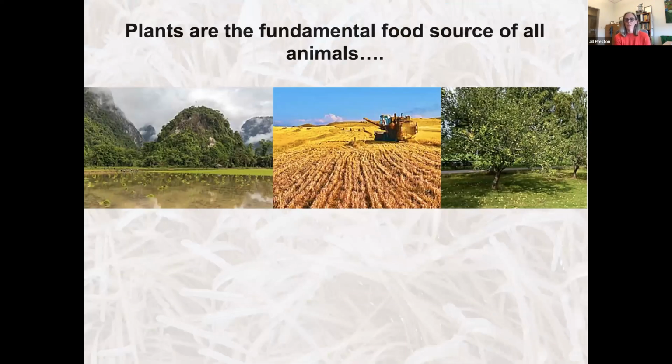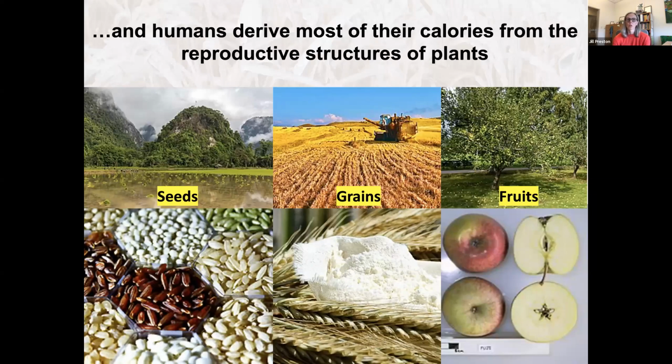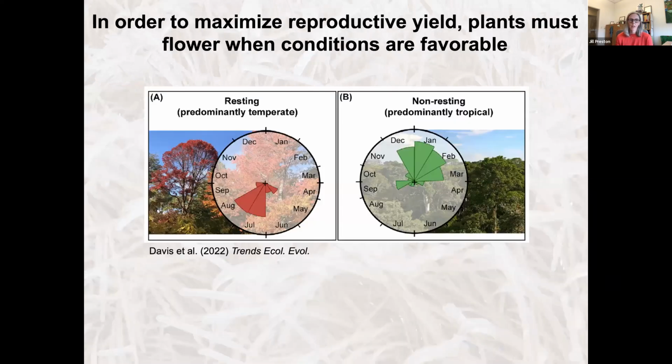So as most of us know, plants are really the fundamental source of food for all animals. And us humans derive most of our calories from the reproductive structures of plants, including things like seeds, grains, and fruits. So in order for plants to actually maximize their reproductive yield, they must flower when conditions are favorable. So this might be just during the summer for most temperate plants, so-called resting plants, but more broadly across the year for tropical plants, so-called non-resting plants.